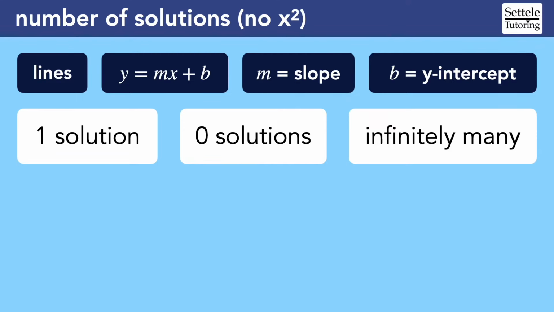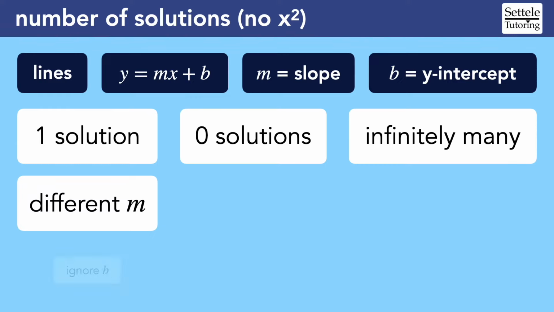If you randomly generated two lines, it's very likely that they would have one solution or one point of intersection. This occurs when the two lines have different slopes. The y-intercepts could be the same, or they could be different. You can ignore the b term and just focus on the slope.